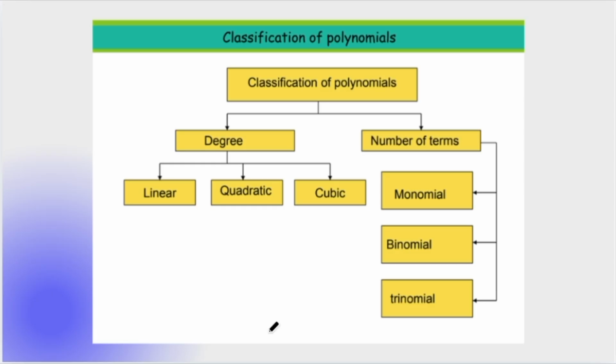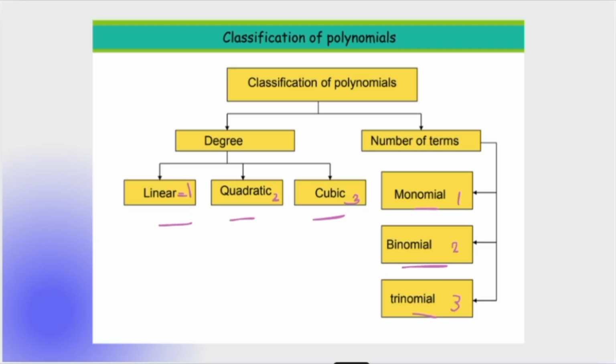Coming to classification of polynomials. Polynomials are majorly divided into two parts: degree and number of terms. The degree has three major parts: linear, quadratic and cubic. And number of terms can be divided into monomial, binomial and trinomial. Linear is a degree of 1, so a maximum of 1 zero, quadratic is 2, so a maximum of 2 zeros, and cubic is 3. And for number of terms, monomial is 1, binomial is 2 and trinomial is 3.